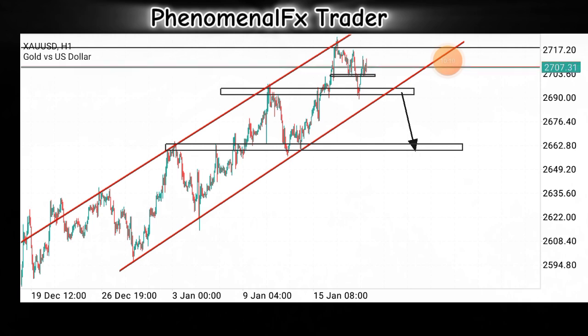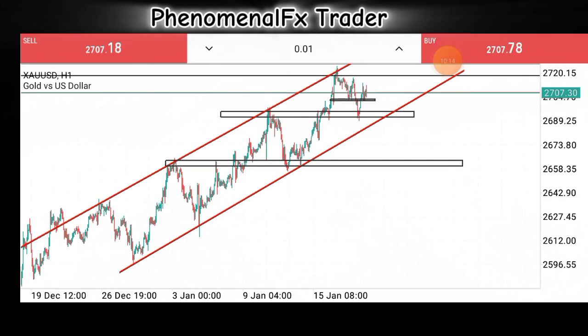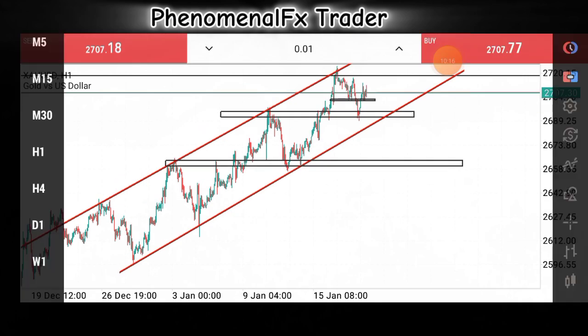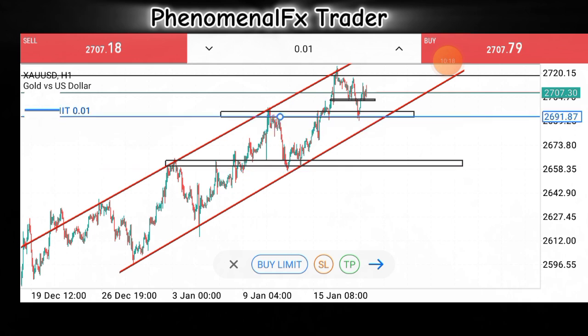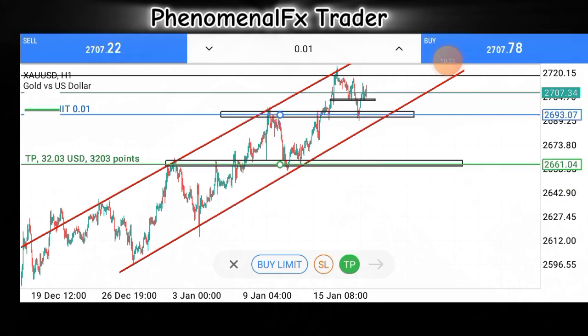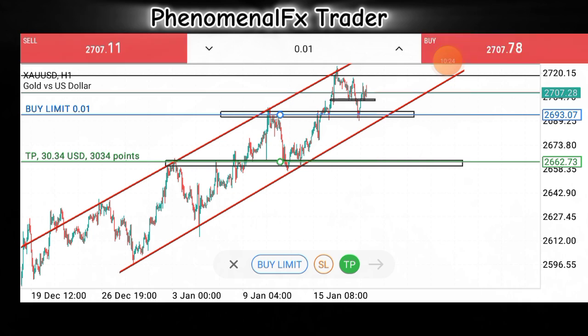Even with the minimum lot size, you make so much profit with this, guys. Let's see what that can possibly be. All right, so you enter there, then you see you make about $30 with the minimum lot size, and let's say you open like 5 positions, that's about $150, guys.